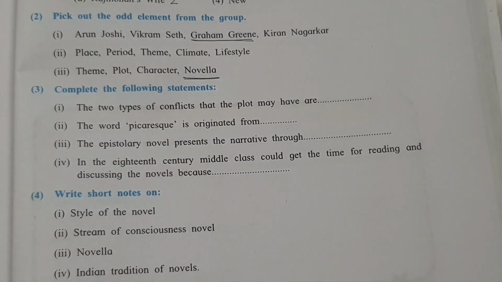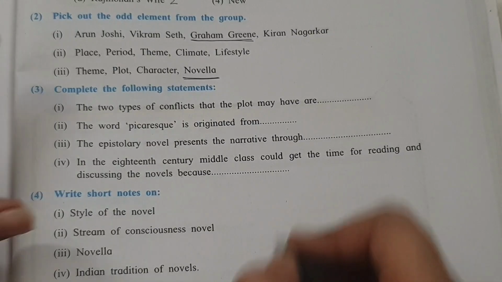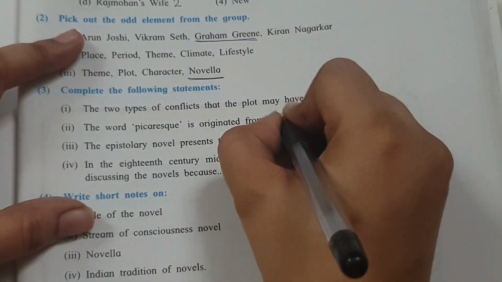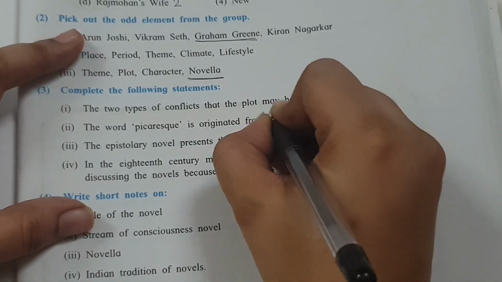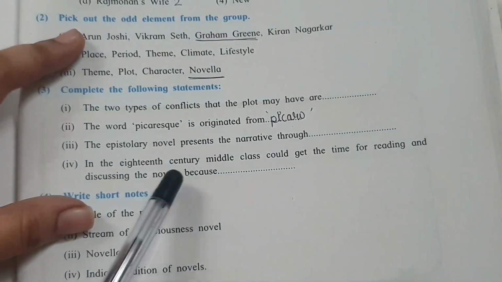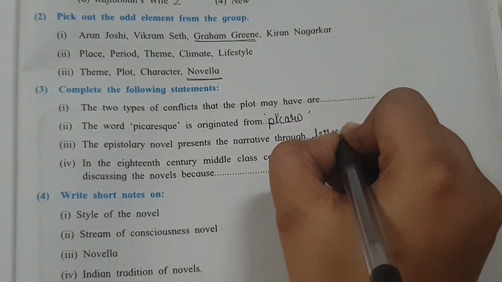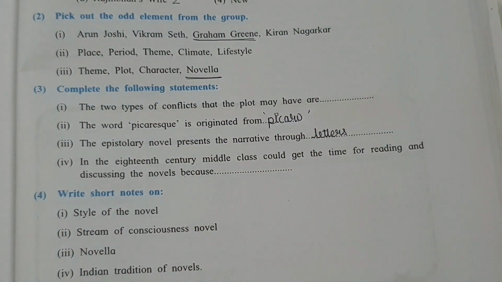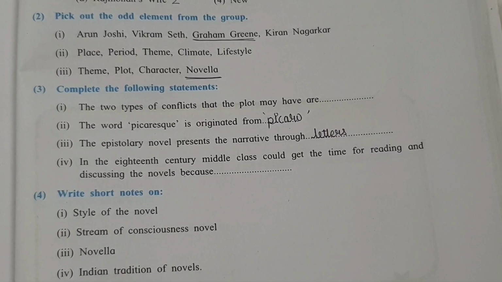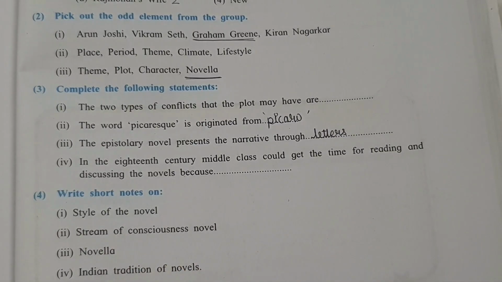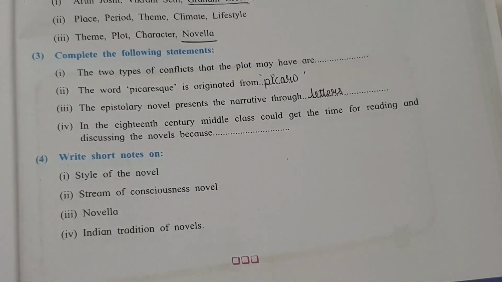Now, complete. Two types of conflicts that a plot may have are simple and complex. The word picaresque originates from picaro, which means rogue. Now we have epistolary novels, presents the narrative through letters, right? Like I told you, Daddy Longlegs, right? This girl writes letters and that's how the story goes on. In the 18th century, middle class could get time for reading and discussing novels because the Industrial Revolution, invention of machinery. Next, short notes, you can look at it from the books and all.